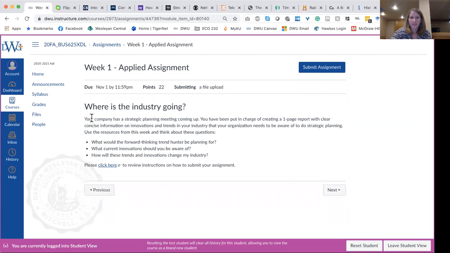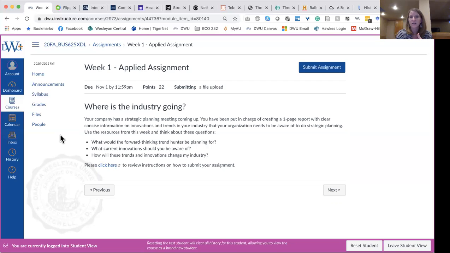And then again, here is your applied assignment. Your company's got a strategic planning meeting coming up. You've been put in charge of creating a 1-page report with clear, concise information on innovations and trends in the industry. So your job is to use the resources and answer these questions. What would a forward-thinking trend hunter be planning for? What current innovations should you be aware of, and how will those trends and innovations change your industry?